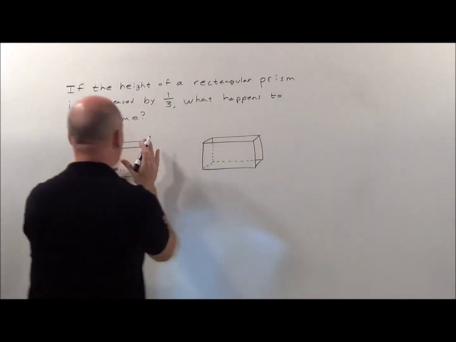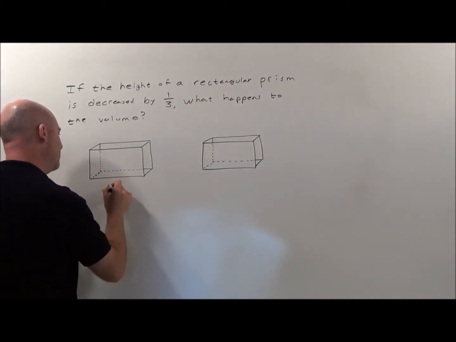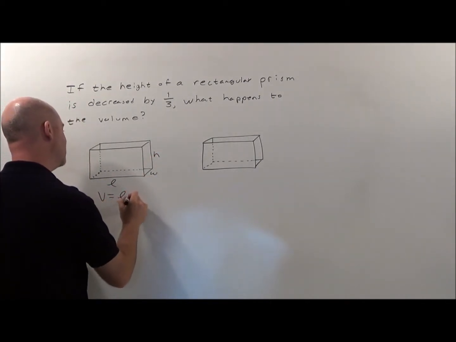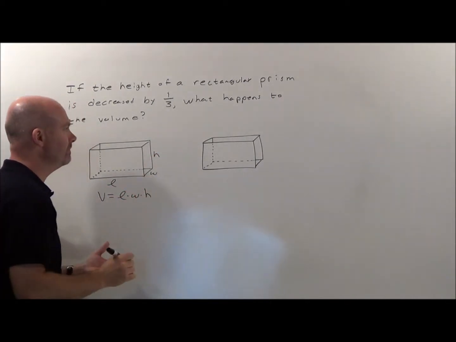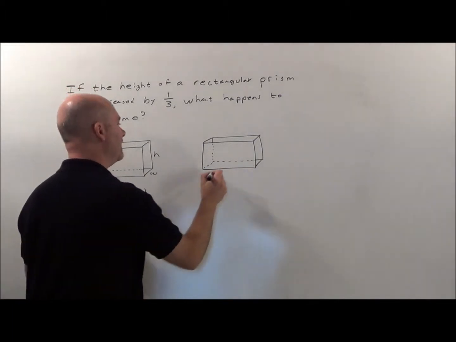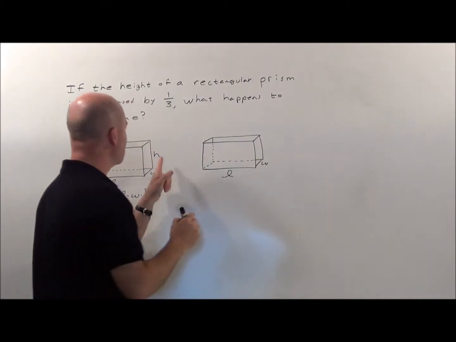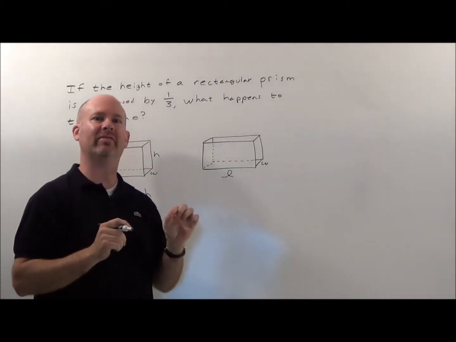Well, if we look at a normal prism, we know we have length right here, width right here, height right here, and the volume is simply length times width times height. If we come over to this guy, its length stays the same. Its width stays the same. But its height went down by 1/3.